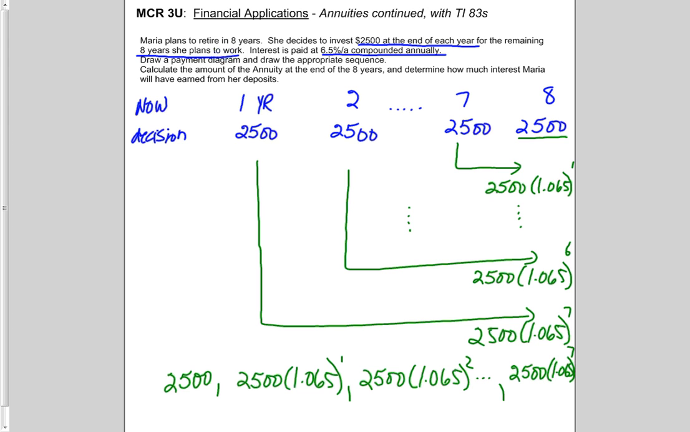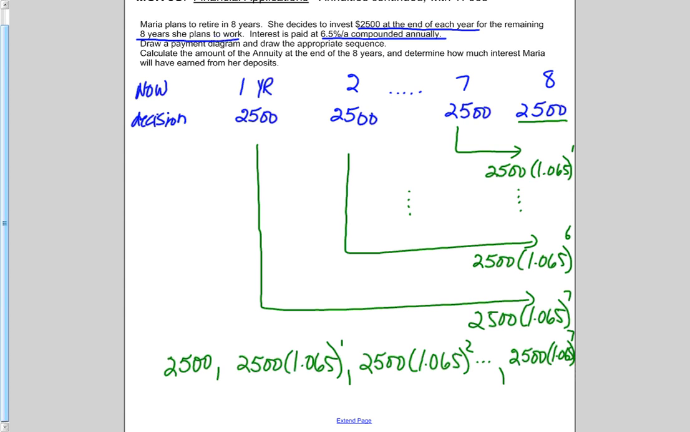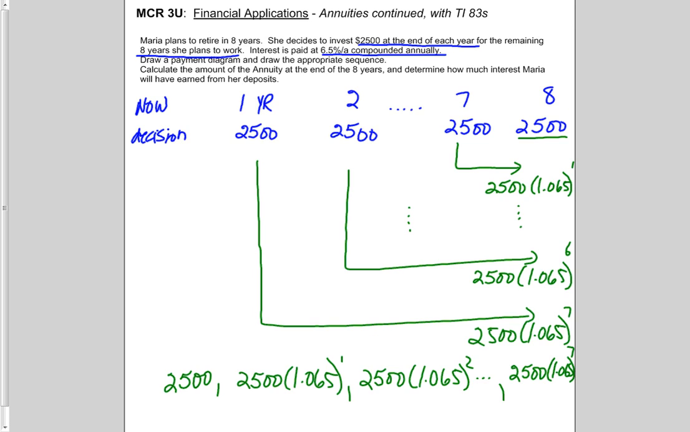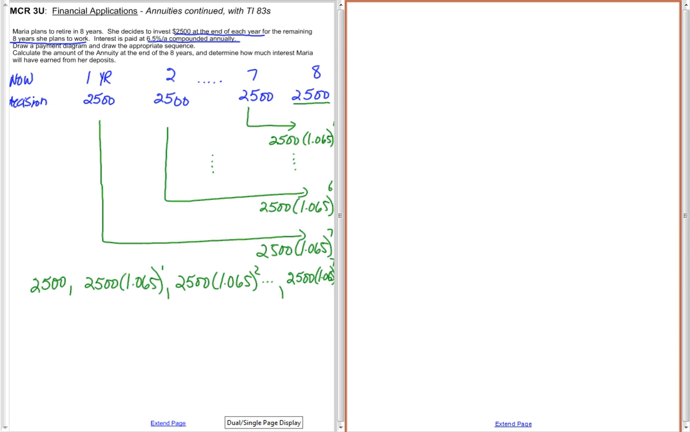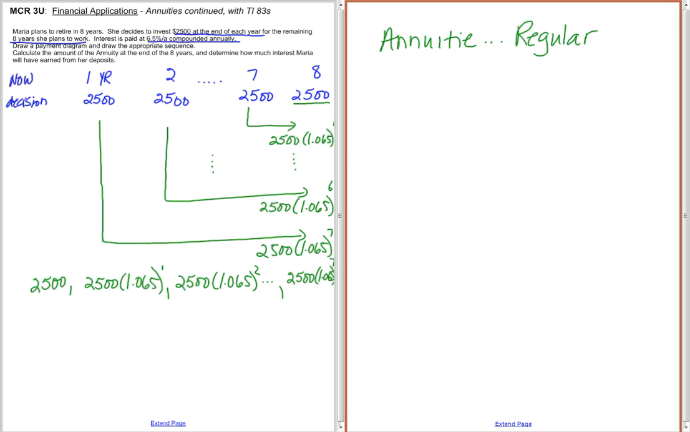Calculate the amount of the annuity at the end of 8 years. First of all, are we convinced that it's an annuity? It is an annuity because she's making regular deposits. It is also an amount that we're looking to find, not present value. Amount or future value, same thing. Because she's making regular deposits towards a distant future amount.